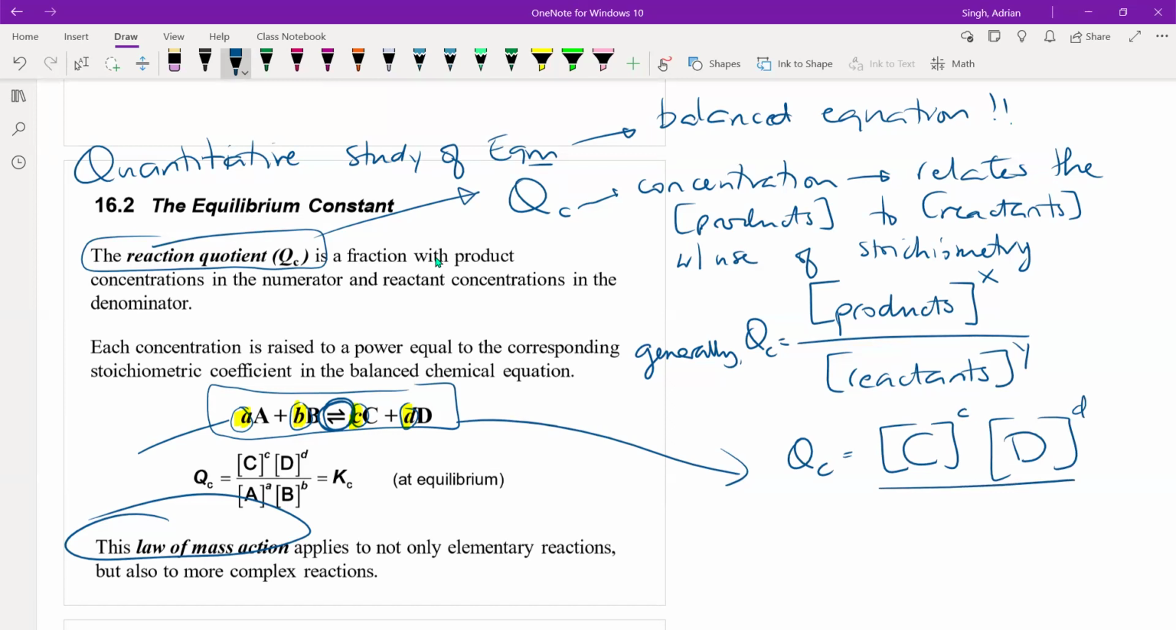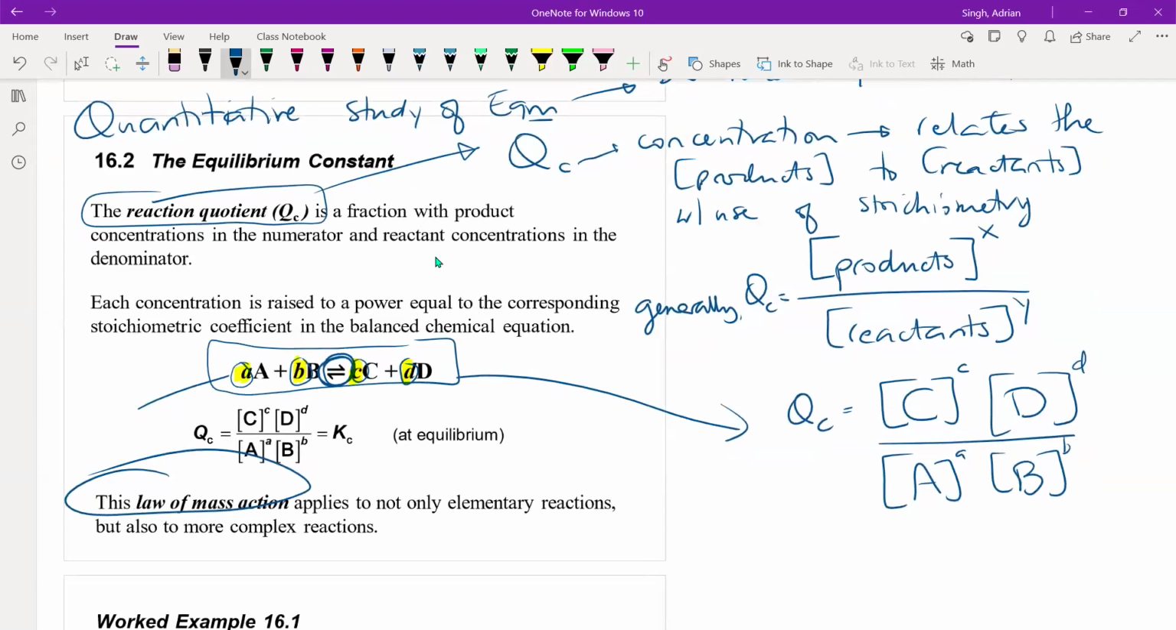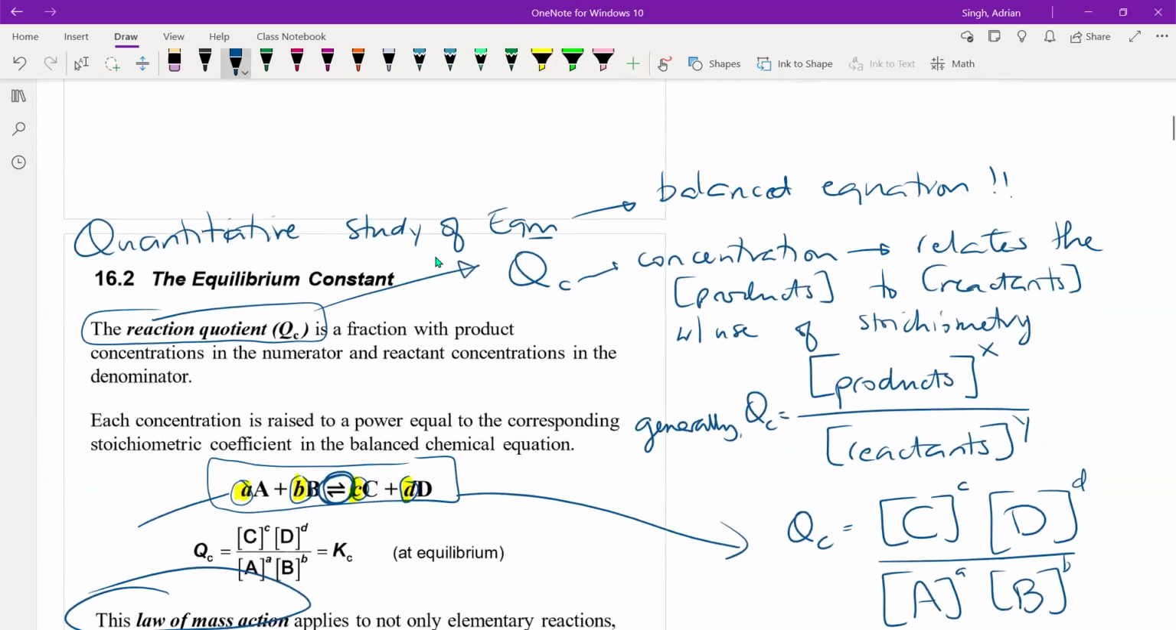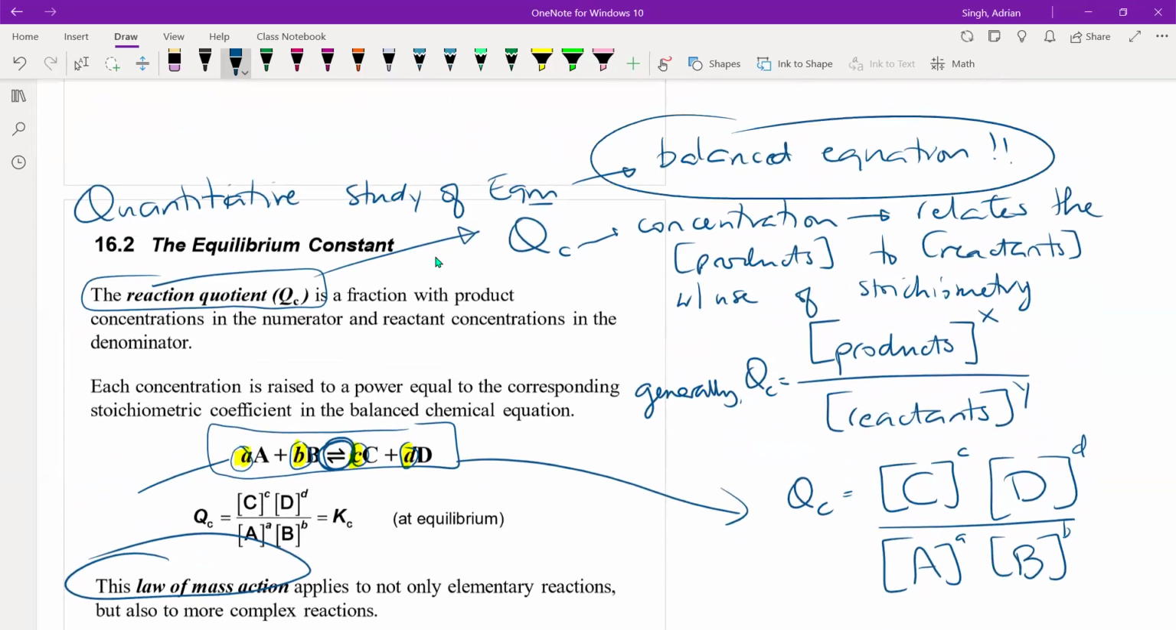And same thing for the reactants. Concentration of A raised to its coefficient a times the concentration of B raised to its coefficient b. So the more reactants and products you have, the more terms you're going to have in this reaction quotient expression. All right, and this is why having your balanced chemical equation is going to be really important, because we're actually using these coefficients in this expression. This is a way to quantify essentially how much product we have relative to reactants at a particular point in time.